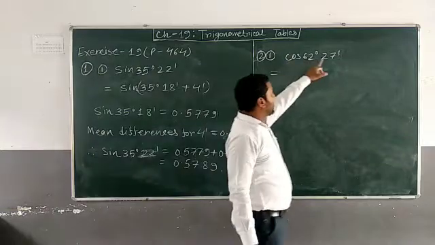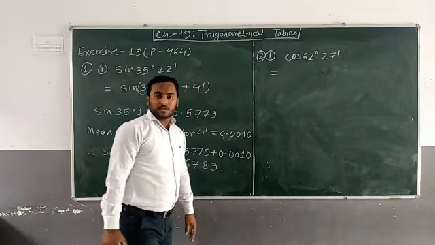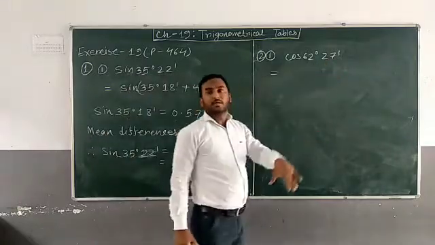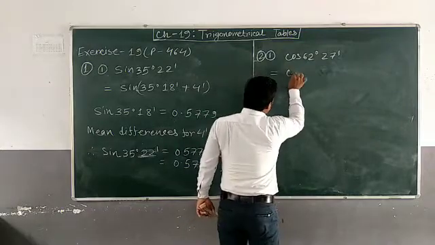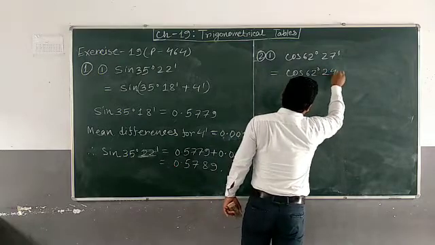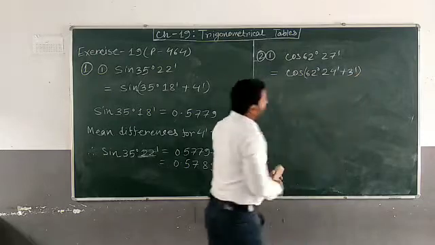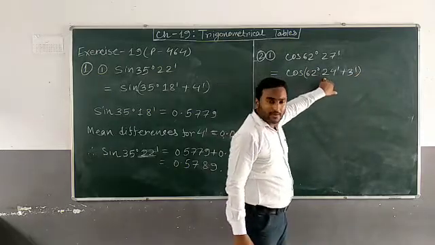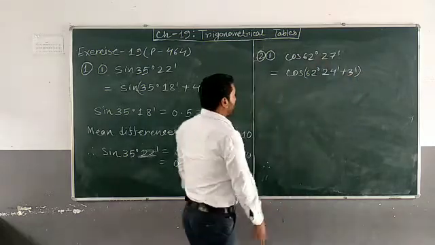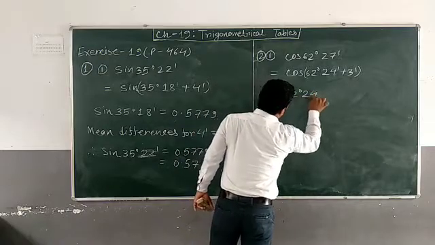First of all you have to see whether this is a multiple of 6 or not. 27 is not a multiple of 6, so you have to write this in the form of a multiple of 6 plus something. This can be written as cos 62 degree 24 minutes plus 3 minutes. 24 is a multiple of 6, plus 3 minutes, so finally it is 27 minutes. Now we have to find the value of cos 62 degree 24 minutes.